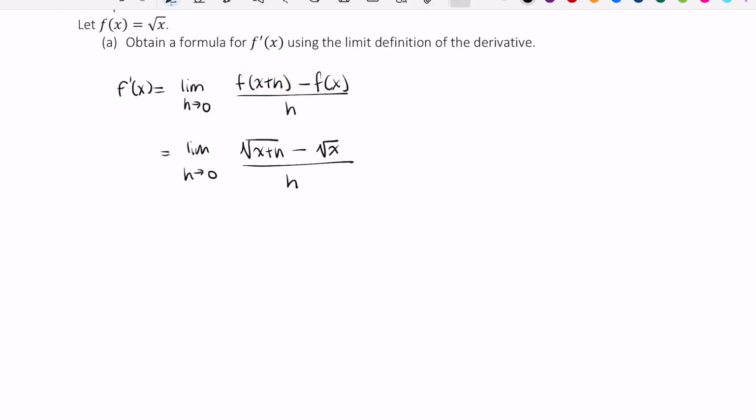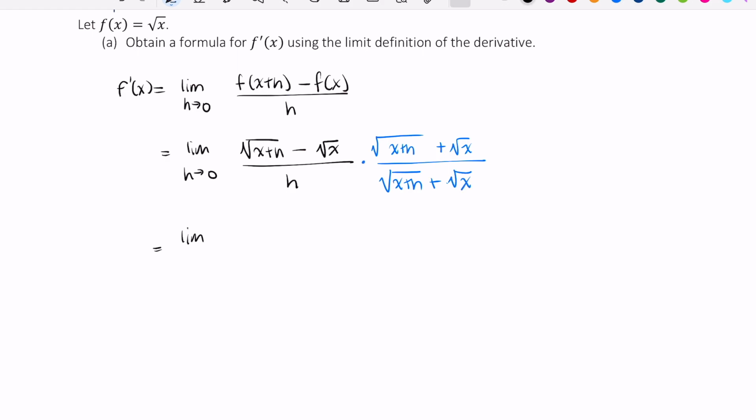Now this is going to require a little bit more algebraic manipulation than we have done up to this point with these limits. So let's go ahead and multiply the top and the bottom by the conjugate, that is the root of x plus h, plus the square root of x. And again, we're doing that to both the numerator and the denominator.